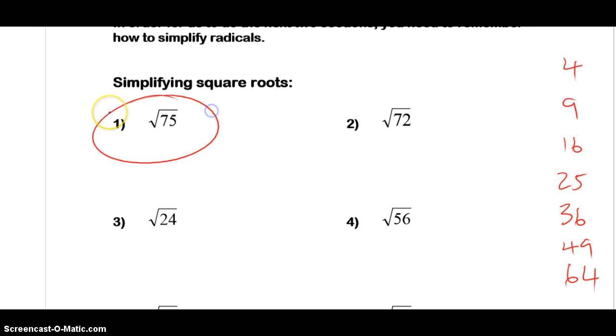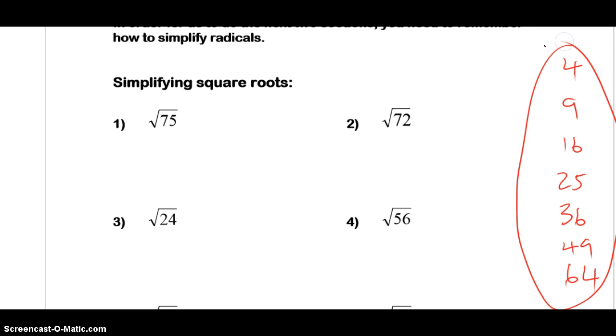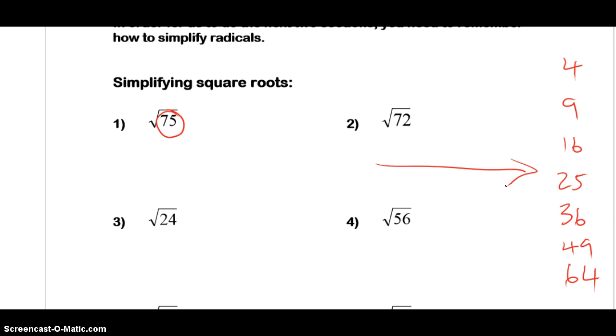So here we go. Let's start with number 1. We're going to try and find factors of 75 from this list right here. So which one of these numbers is a factor? In other words, if you took your calculator and you pressed 75 divided by one of these numbers, which one of them would give you a whole number?